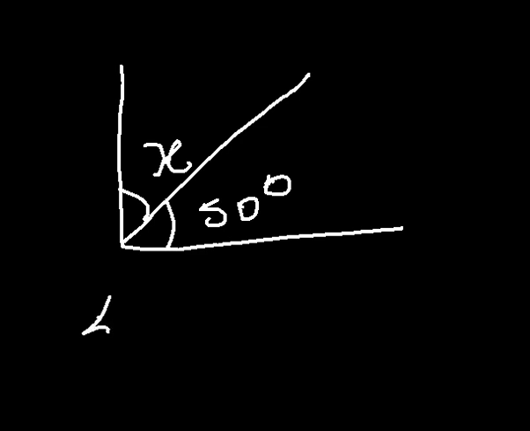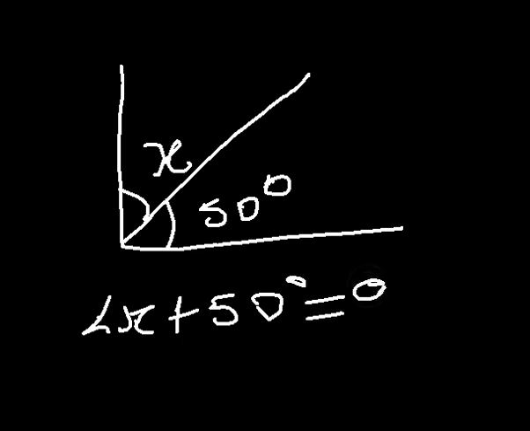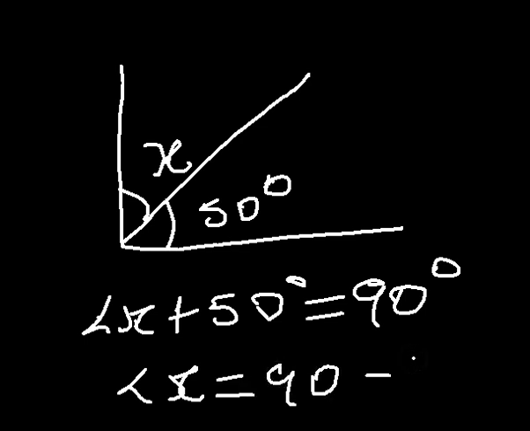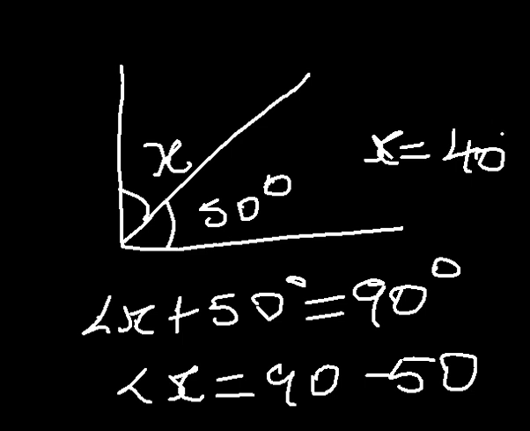In this case, we have angle x plus 50 degrees, and that will be equal to 90 degrees, because they are complementary angles. So which means the angle x will be given as 90 minus 50. That will be equal to x being given as 40 degrees. So that's the principle behind complementary angles.